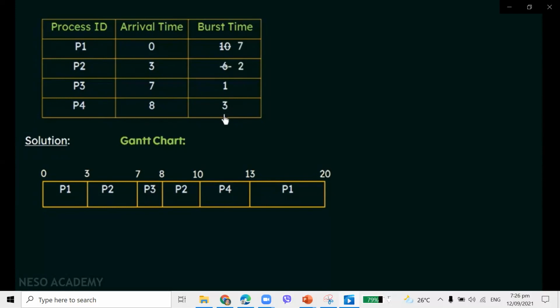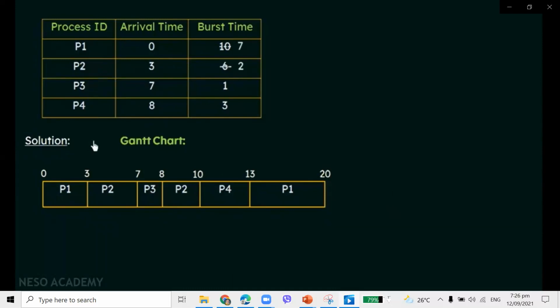And what is the only process that is left now? That is P1. So finally P1 will again get the CPU at the 13th millisecond when P4 releases it, and P1 will execute for 7 milliseconds. So 13 plus 7 gives us 20. So at the 20th millisecond, P1 completes its execution, and here we have the full Gantt chart for this set of 4 processes P1 to P4.